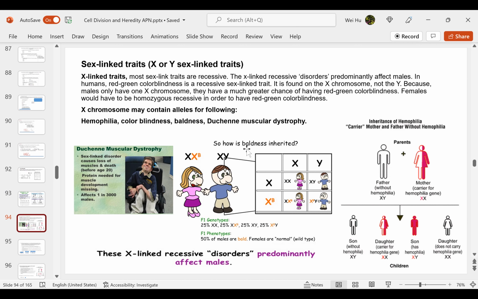Okay, good. So look at this one. Let's see, this is the father. The father is X and Y. We said the disease gene is on X. They are recessive. Okay, recessive sex-linked disease. So you can see the father is normal because he has hair, right?